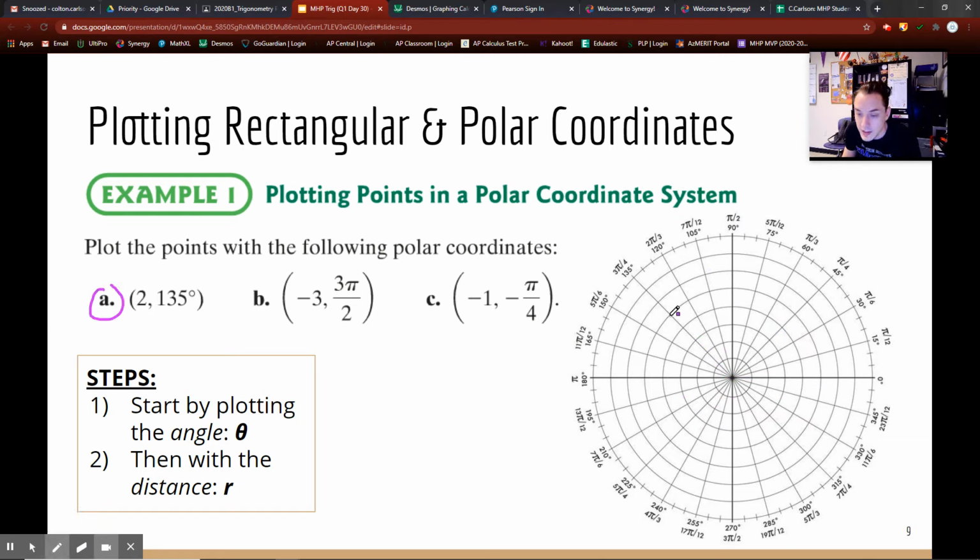So let me plot that again. This will be 1, and this will be 2. So that means 2 135 is roughly right there.